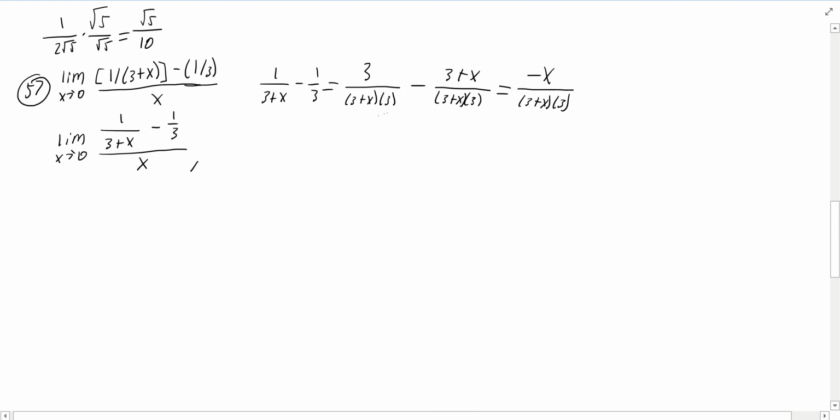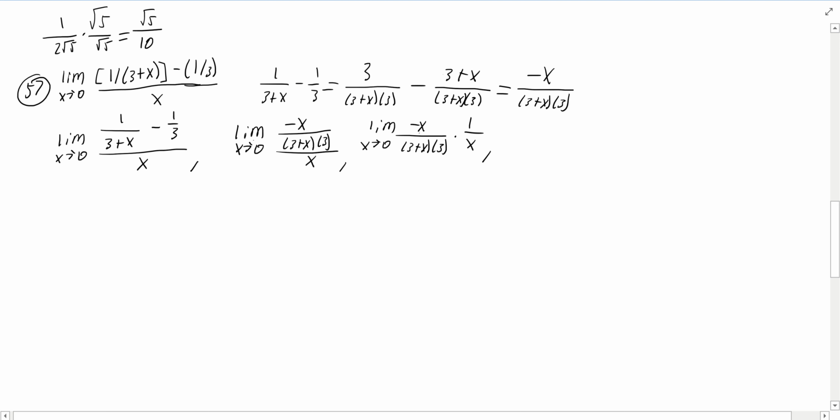Now we can replace this, and we get the limit as x goes to 0 of negative x over (3 plus x) times 3, all over x. This still isn't perfect because it's still a complex fraction: negative x over (3 plus x) times 3, divided by a whole x. The way we fix this is to carry out the division by x. So we get the limit as x goes to 0 of negative x over (3 plus x) times 3, and we multiply this by 1 over x, because when dividing fractions you always use the reciprocal.